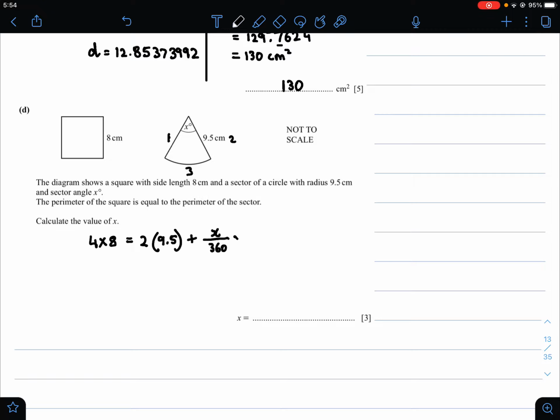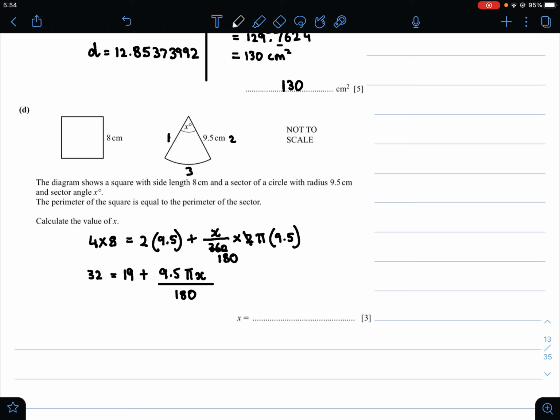So 2 times the radius, that is 9.5, plus x, which is the angle of the sector, divided by 360. Basically use the formula to calculate the length of the arc. So x by 360 multiplied by 2 pi r, and r in this case, which is 9.5. Now all you need to do is simplify and solve for x. So you can cancel the 2 and the 360. 360 divided by 2 is 180, and now 4 multiplied by 8 is 32, which is equal to 2 multiplied by 9.5, which is 19, plus pi multiplied by 9.5, which is 9.5 pi x whole thing divided by 180.